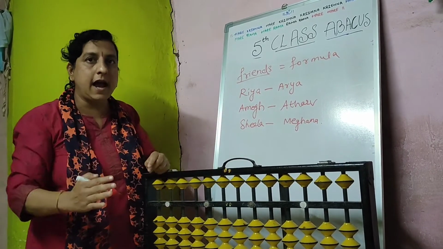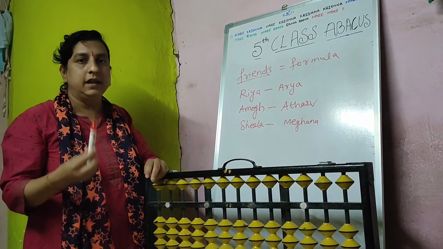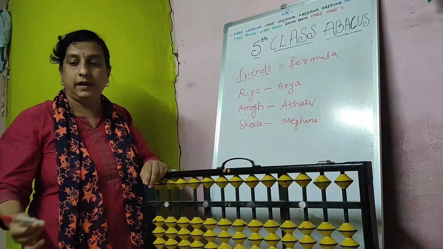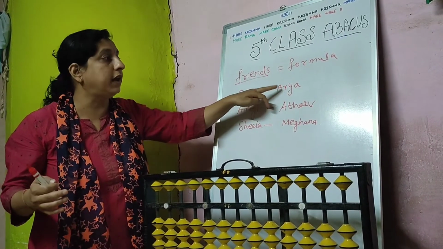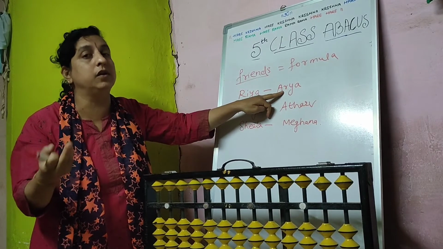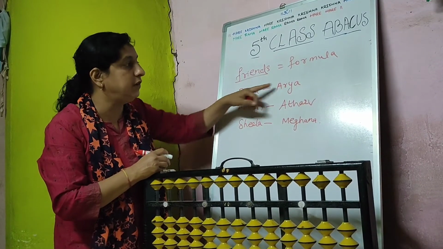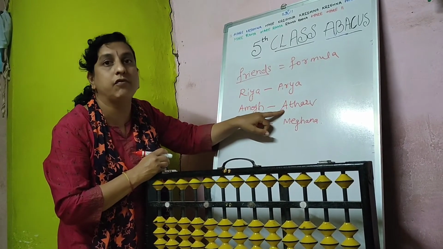So whenever Riya and Arya sit beside each other in the class, that time if anybody needs a pencil, eraser or rubber, what will they do? They will take the help of Arya. Riya will take the help of Arya, and if Arya needs anything, paper, notes, book, notebook, anything, she will take the help from Riya. She will not take the help from Amog. Arya will not take the help from Atharva.